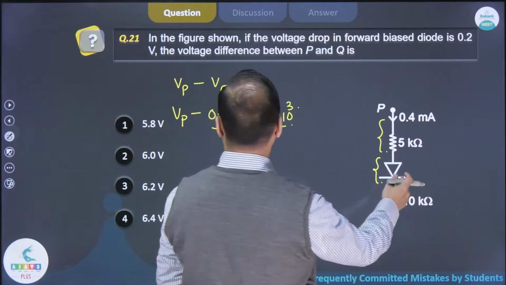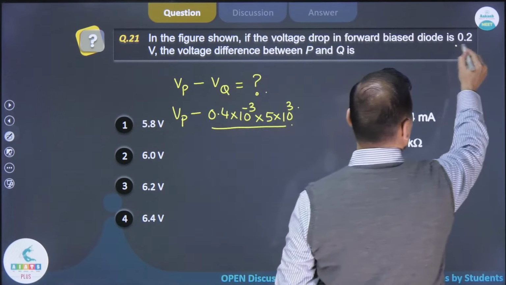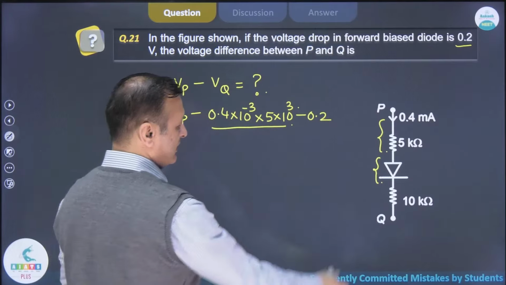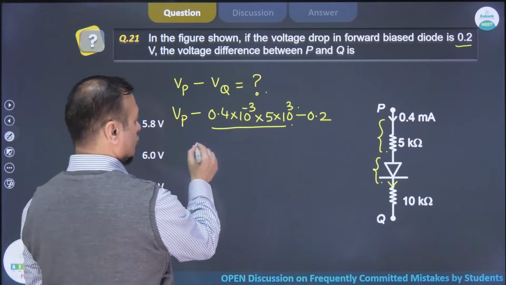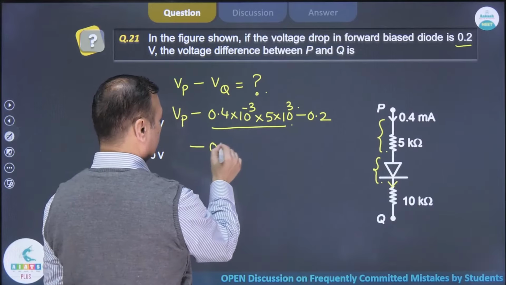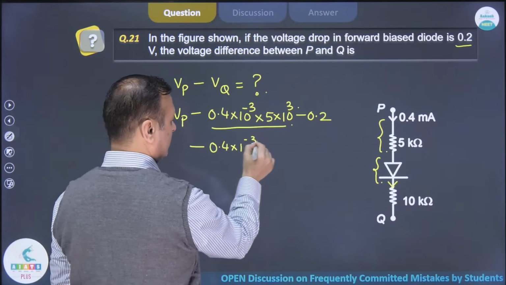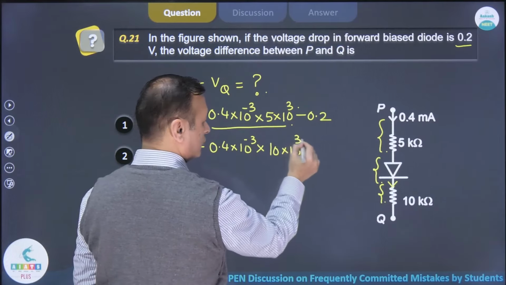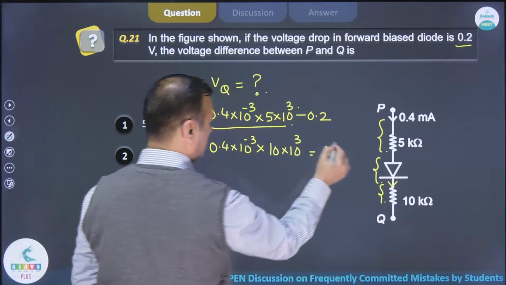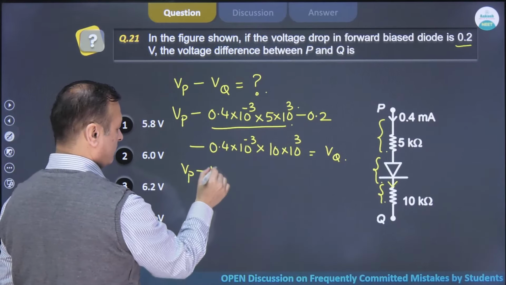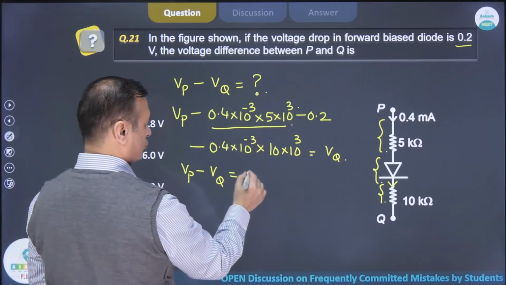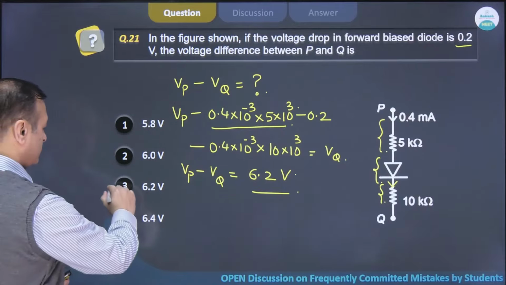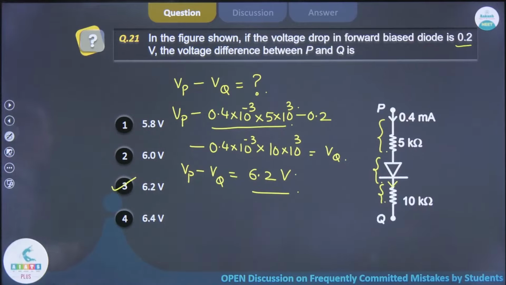Then there is some drop across the diode also. So this is minus 0.2. The same current is flowing through this resistance also. So that is also minus 0.4 milli, 10 to the power minus 3, multiplied by the resistance of this part, that means 10 kilo, and this is equal to, and when you solve this, Vp minus Vq comes out to be 6.2 volt only. So that means this is the third option we have. Any doubt from this part?